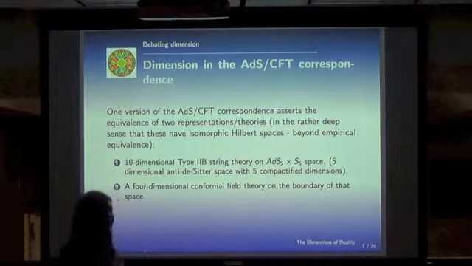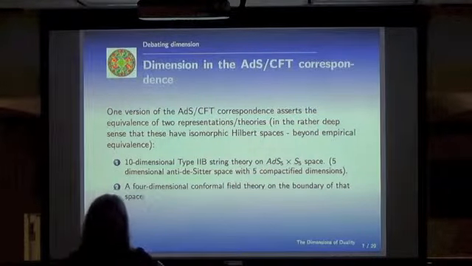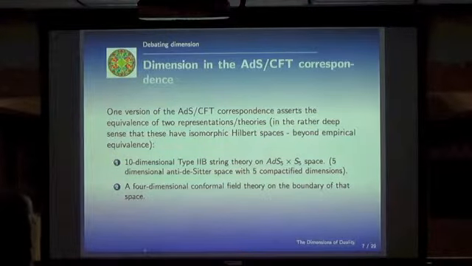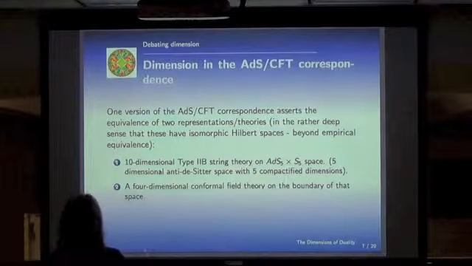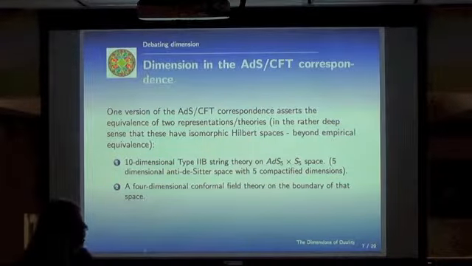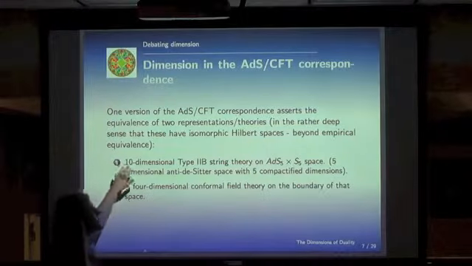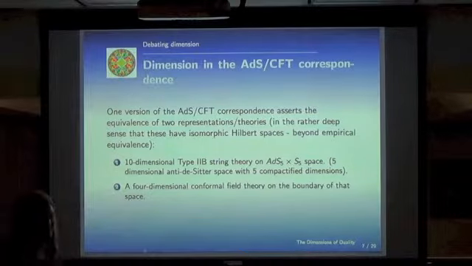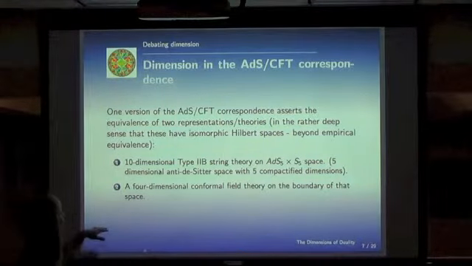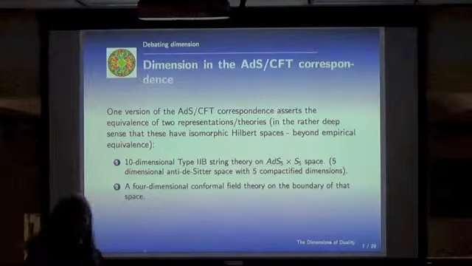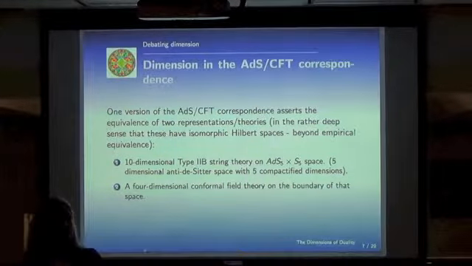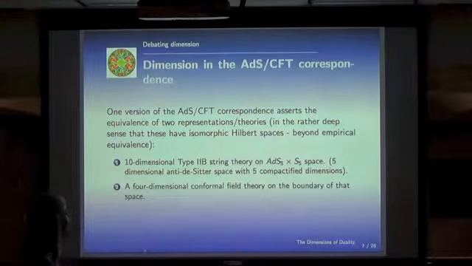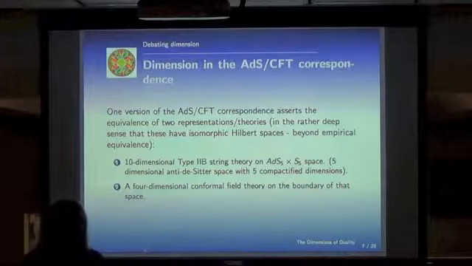Okay, so very, very surface. What about dimension in the ADS-CFT correspondence? Well, as we've heard, one version of the ADS-CFT correspondence holds the equivalence of these two things. And the equivalence in this sort of deep sense, I won't try and philosophically unpack that, but more than empirical equivalence, right? These things are meant to have isomorphic Hilbert spaces. That's the idea. And so you have a 10-dimensional type IIB string theory, which is on 5-dimensional anti-de Sitter space with 5 compactified dimensions, and that's meant to be equivalent to a 4-dimensional conformal field theory on the boundary of that space.